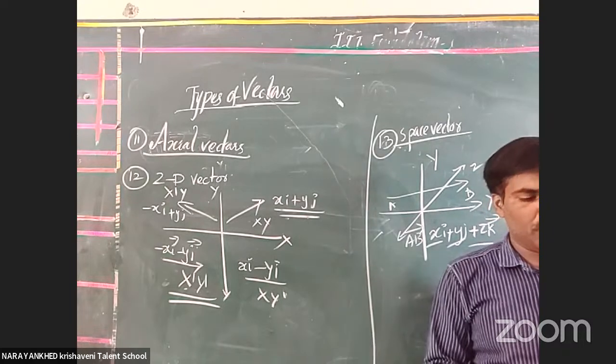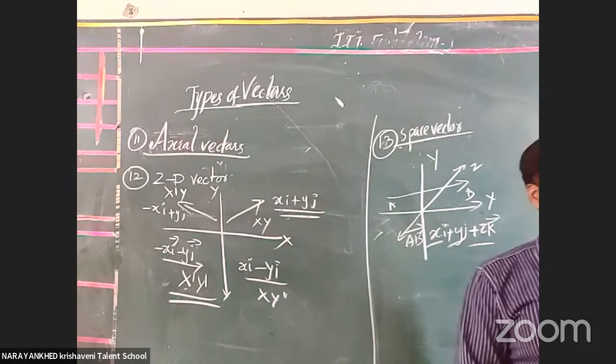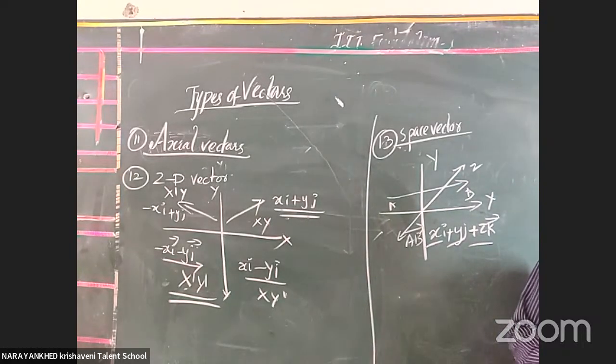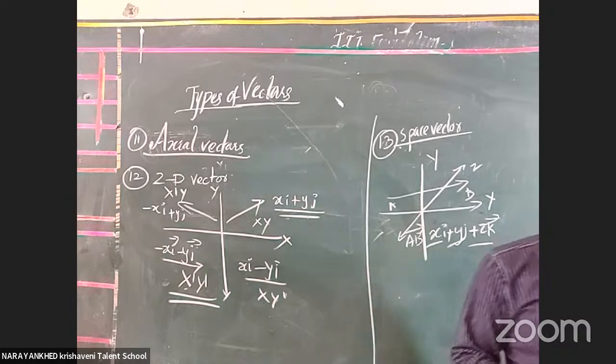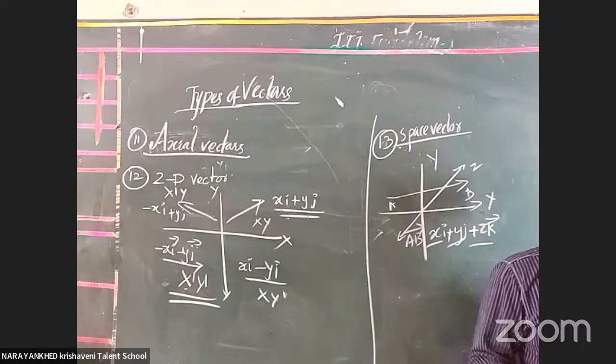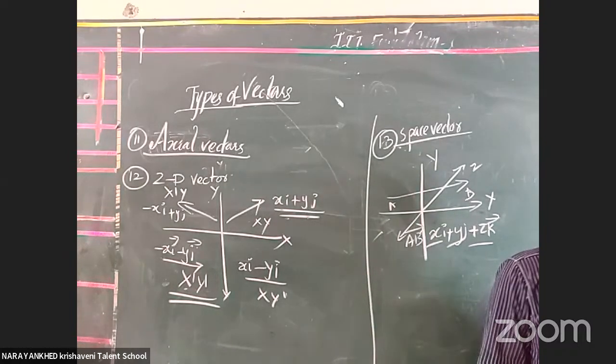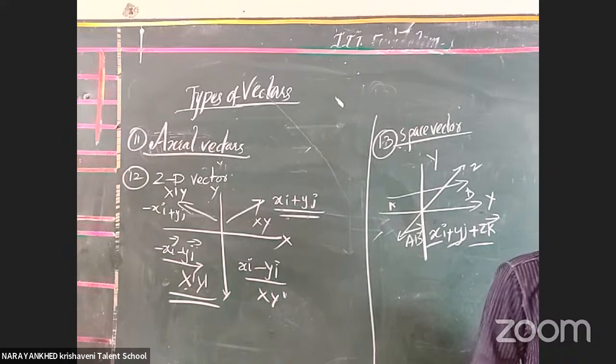Tomorrow I'll go with the angle between a vector and the Cartesian coordinates, what an orthogonal vector is, and what an orthogonal unit vector is. And as well as important things, the practice sheet also we are going to discuss. Don't miss it. Okay, now thank you. Bye, take care.